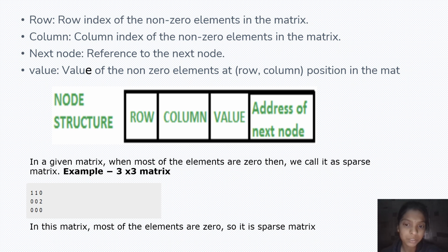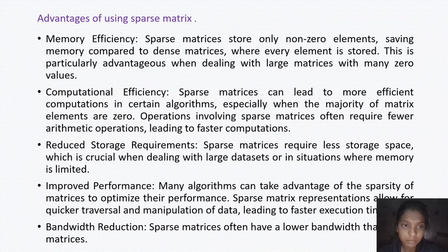Here is a simple 3 by 3 matrix for a sparse matrix: 1 1 0, 0 0 2, and 0 0 0. In this matrix most of the elements are 0, so it is a sparse matrix. We can conclude that if a given matrix contains mostly zeros, then it is a sparse matrix. Next is advantages of using sparse matrix. There are advantages: memory efficiency, computational efficiency, reduced storage requirements, improved performance, and bandwidth reduction. First is memory efficiency.